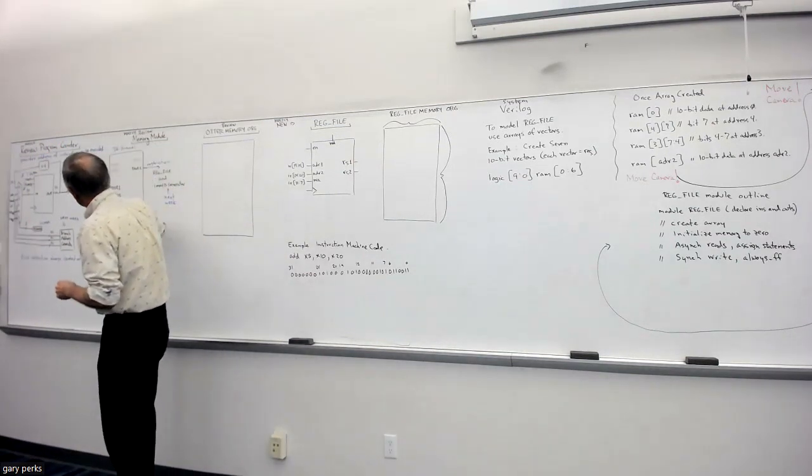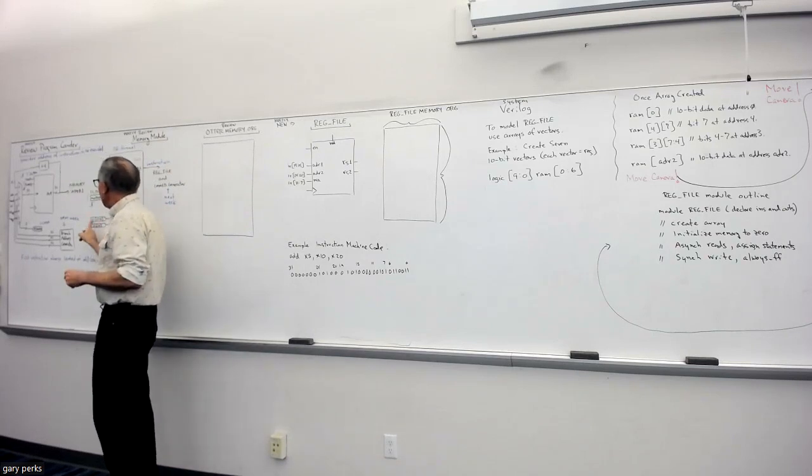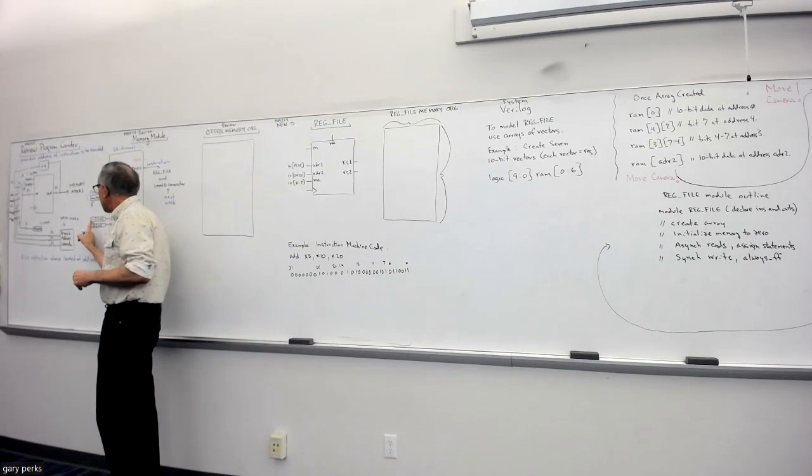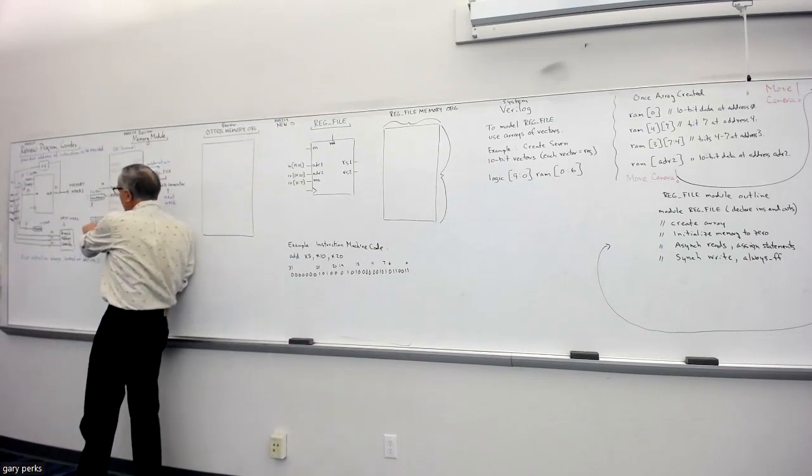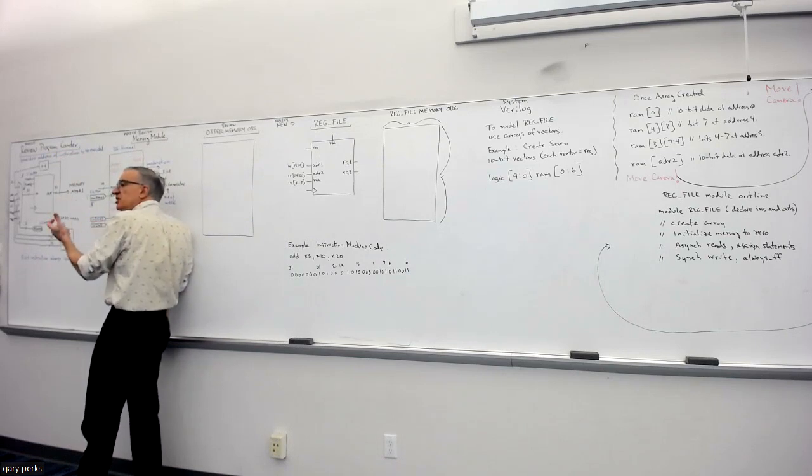Now notice that size and sign, these two inputs, are attached to, in the notation here, IR. IR stands for instruction. So size is connected to bits 13 and 12 of the machine code of the instruction, and sign is connected to bit 14 of the machine code of the instruction.